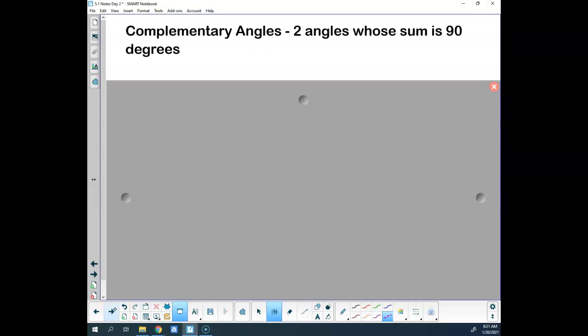Moving on to complementary angles, thinking back to when you were in geometry, or even possibly before you were in geometry. Complementary angles are two angles whose sum adds up to be 90 degrees. Okay?